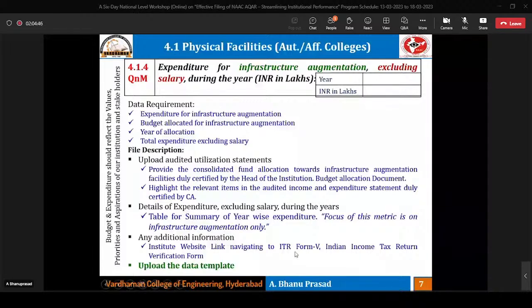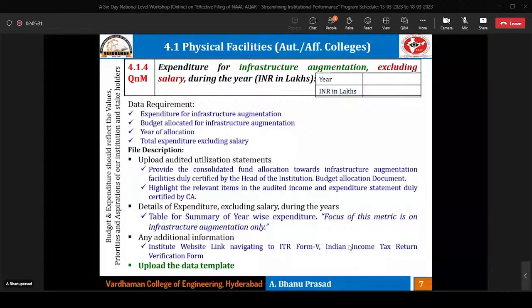Excuse me, Banu sir. Yes, please, sir. Please, ma'am. So a small clarity, 4.1.4 is there for both autonomous as well as affiliated colleges, as per the AQAR guidelines of NAAC, as per 21-22 guidelines. Yes, I have seen it on the website also under NAAC. It is available for PG and UG. Yes. Thank you, ma'am, for the clarification.